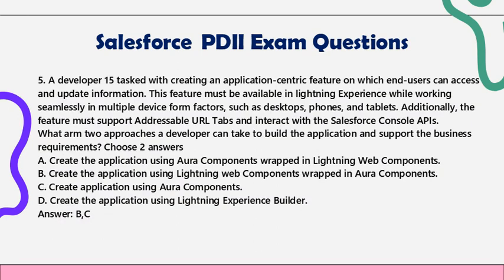5. A developer is tasked with creating an application-centric feature on which end users can access and update information. This feature must be available in Lightning Experience while working seamlessly in multiple device form factors, such as desktops, phones, and tablets. Additionally, the feature must support addressable URL tabs and interact with the Salesforce console APIs. What are two approaches a developer can take to build the application and support the business requirements?